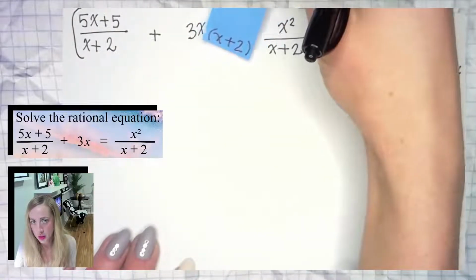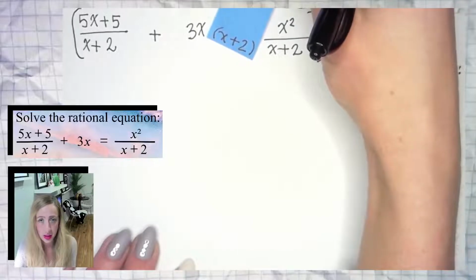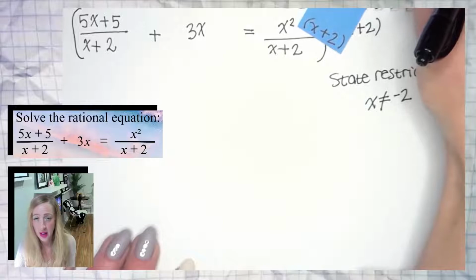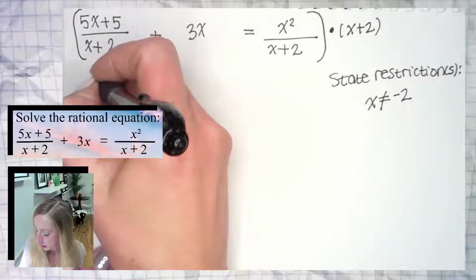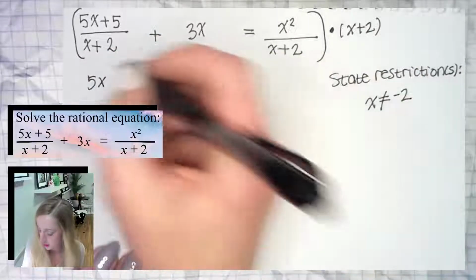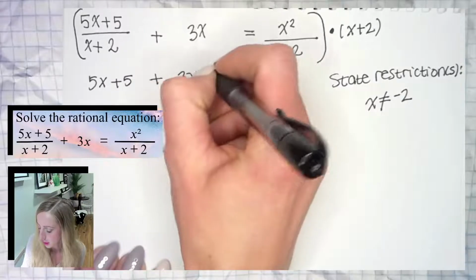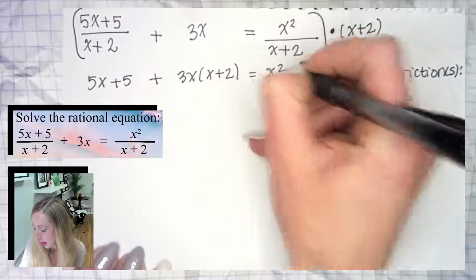Next, I'm going to multiply x plus 2 by the 3x, and nothing reduces, but we're going to distribute 3x into the x plus 2. And then last, we're going to put it over here, and the x plus 2 reduces, and we're only left with x squared. Amazing. So, to reinforce what we just said, 5x plus 5 plus 3x times the quantity of x plus 2 equals x squared.